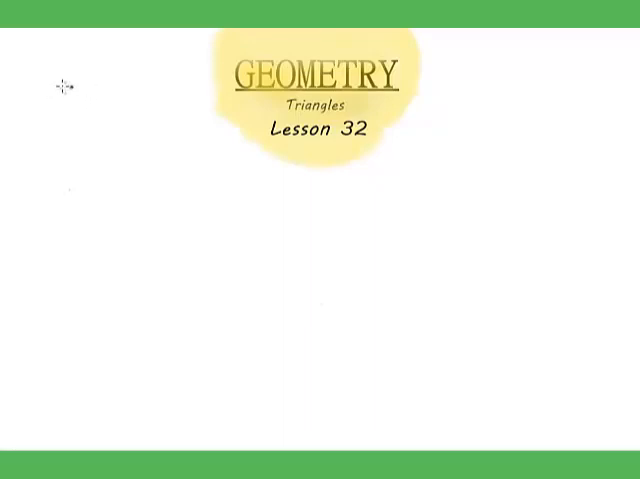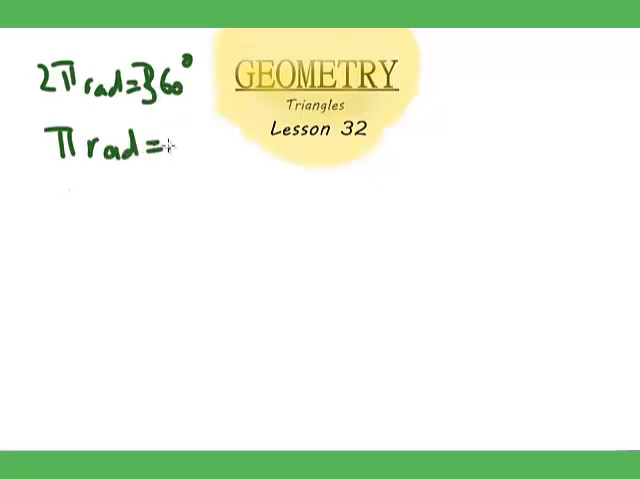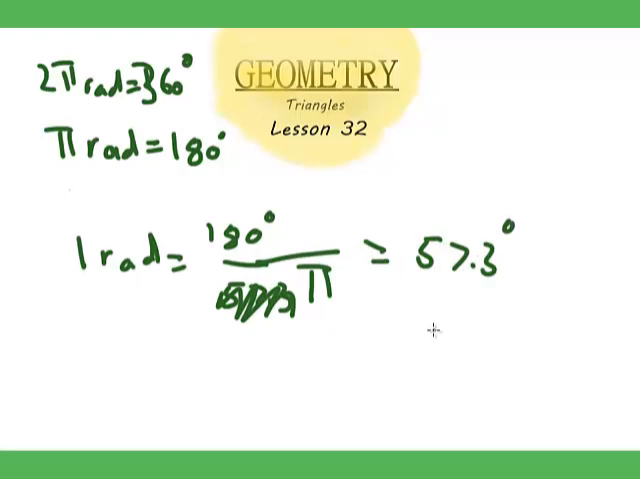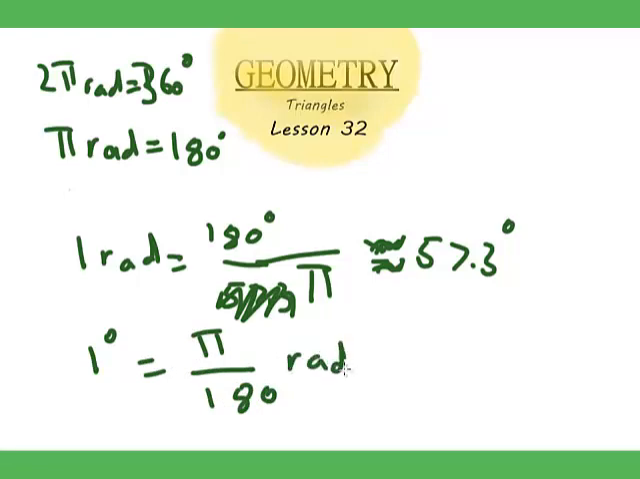If 2 pi radians is equal to 360 degrees, that means pi radians is equal to 360 divided by 2, which is 180 degrees. And now we get 1 radian is equal to 180 degrees over pi, which is equal to 57.3 degrees, or about 57.3, because pi is not a whole number. And 1 degree would be equal to pi over 180 radians, which is approximately 0.0175 radians.